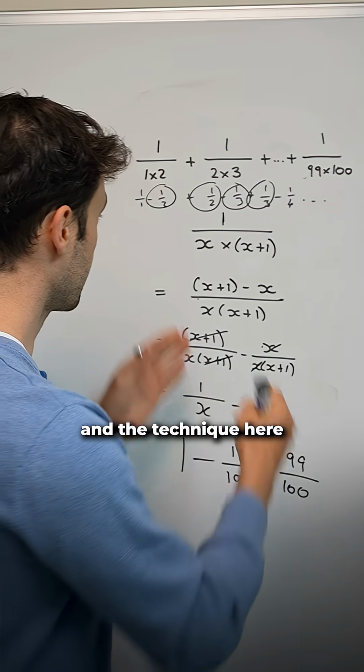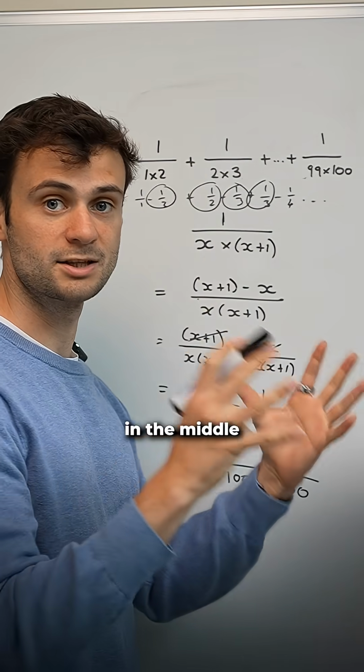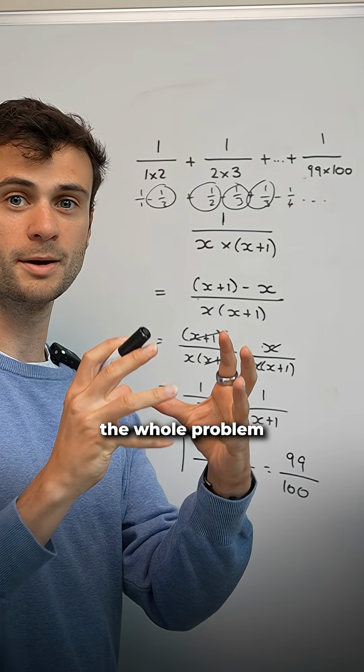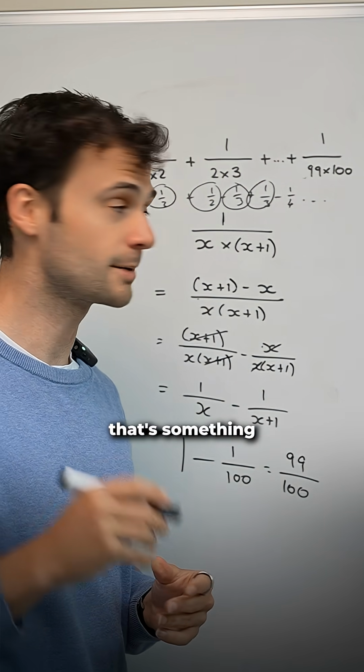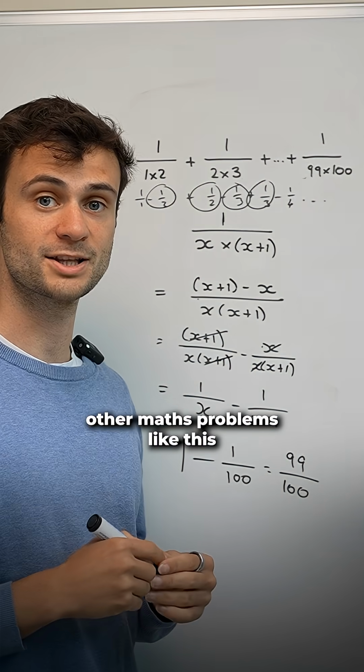And the technique here of cancelling all of the parts in the middle, where it just simplifies the whole problem, that's called telescoping, and that's something that you need to look out for when you're doing other maths problems like this.